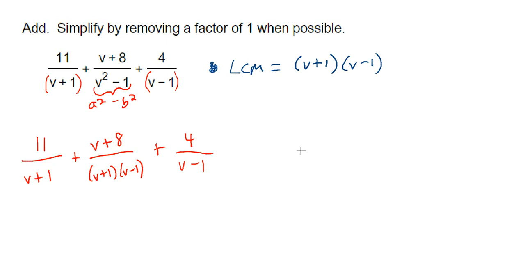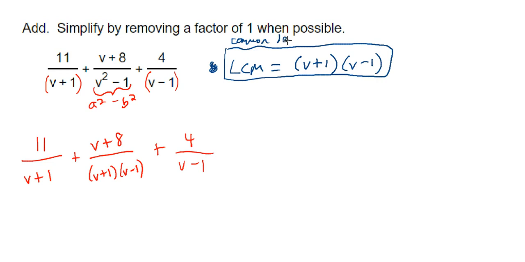Raise each factor to the highest power that occurs, but all these factors are to the first power, so these will be to the first power as well. So this is my LCM, which means this is my common denominator. And that's what I want all my denominators to look like.